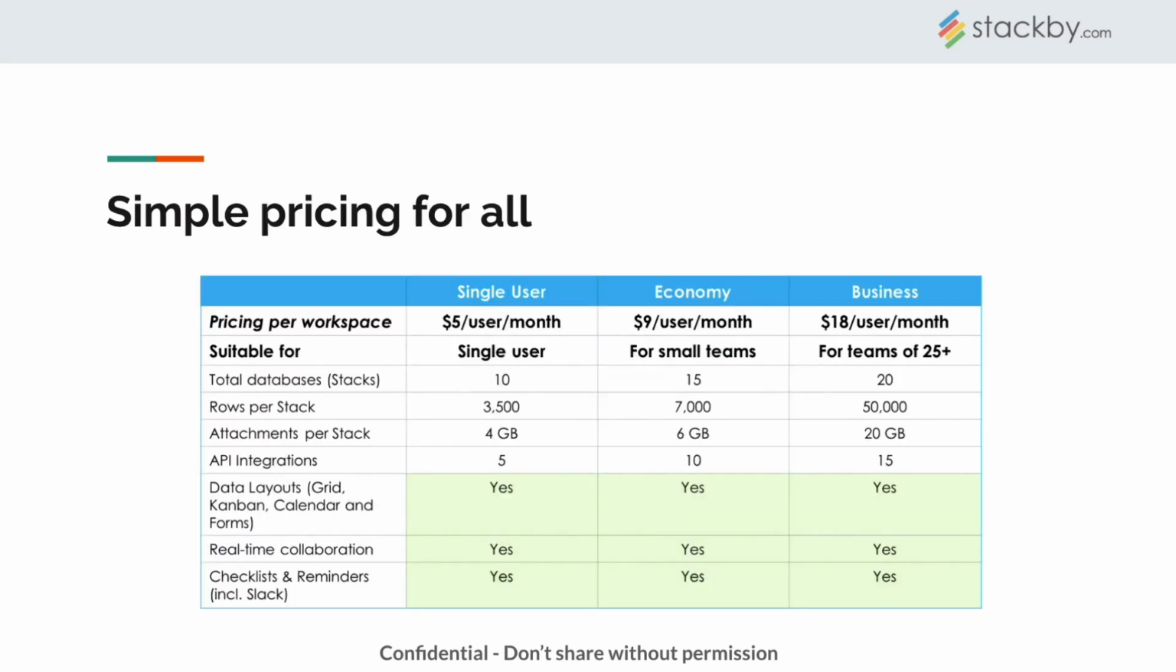And it's straightforward pricing for all. There is a single user plan, which gives you access to a workspace just for one user. Then there is a small teams plan, which is an economy plan that gives you access to a small team, and starts from $9 per user per month. And if you want to use the StackBy platform without any limits, there is a business plan which starts from $18 per user per month, and that is the yearly plan that you can subscribe to.